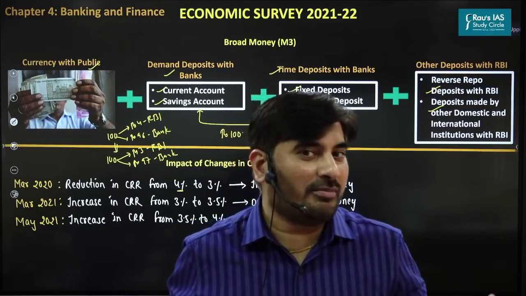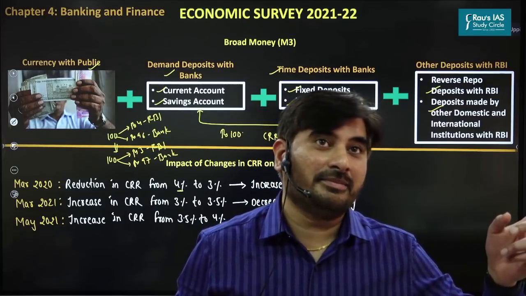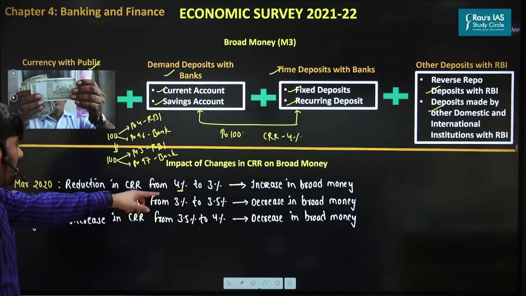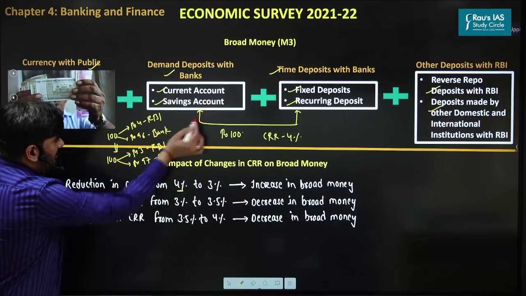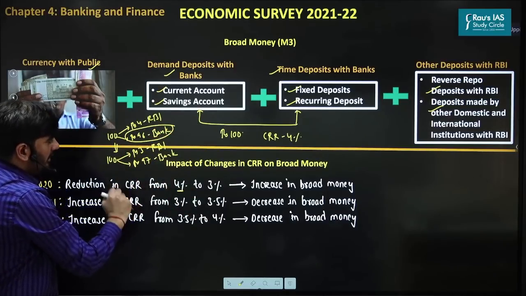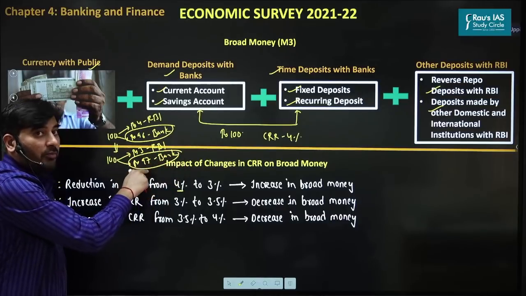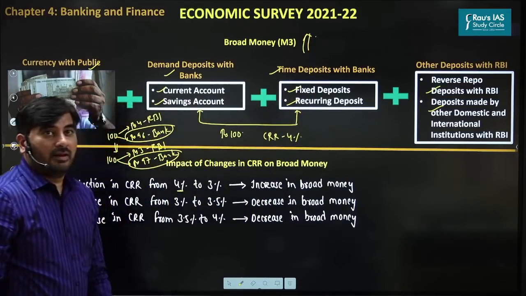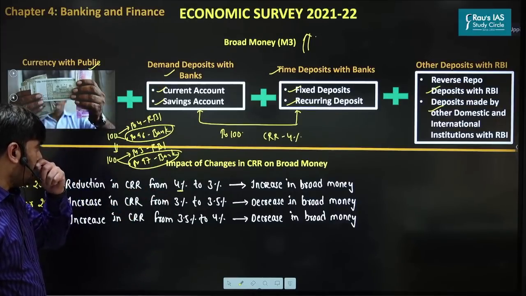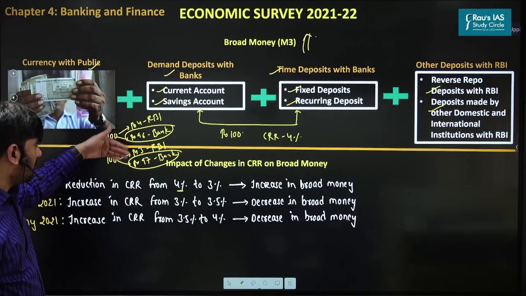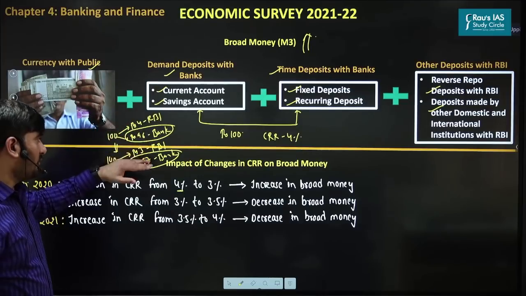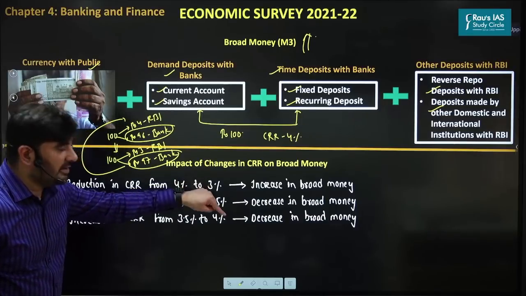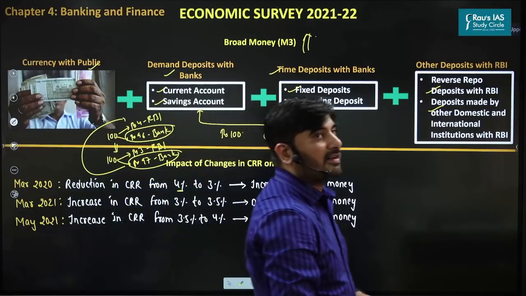So as banks have more money with them, can I say the broad money will increase? Yes. So here, when the CRR has got reduced from 4% to 3%, earlier banks used to have 96 rupees with them, but now banks have 97 rupees, 1 rupee more. So the broad money in this case will increase. On the other hand, if we increase the CRR, say from 3% back to 4%, they'll have to keep more money with the RBI and less money will be with them. So broad money will reduce. This is what you must understand.